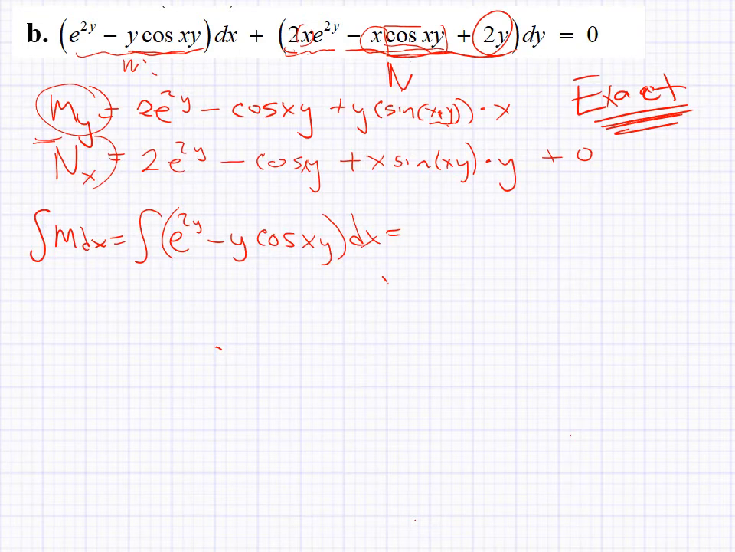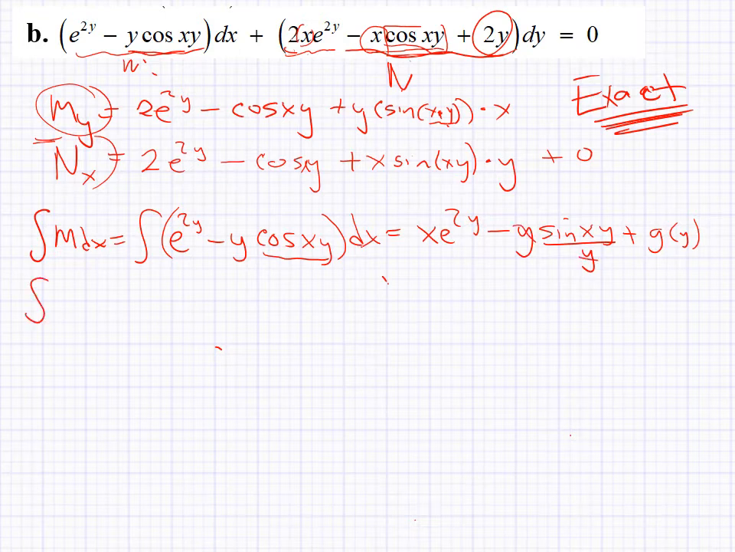And that's going to give me x e to the 2y, because e to the 2y is really just a constant in terms of x. So it'll be x times the constant, minus, again with respect to x, this y is a constant multiple. I'll pull it out. So I'm really just taking the integral of cosine xy with respect to x, which would give me sine xy over y, plus my c, which would be some function of y, because I treated y like it was a constant. Well, these two y's will cancel, so this is where we're at.